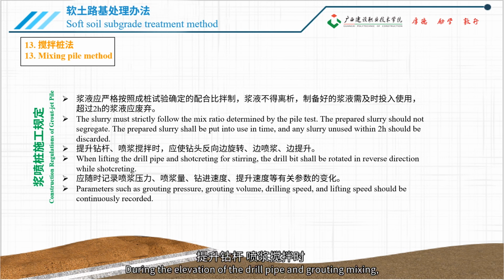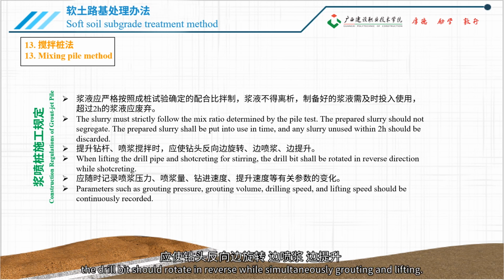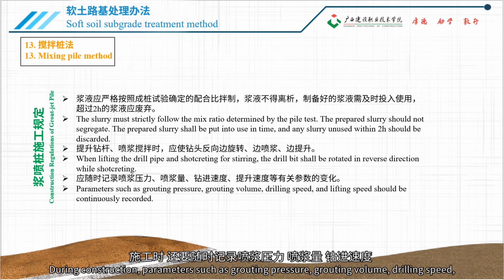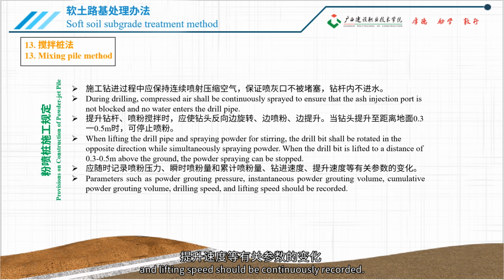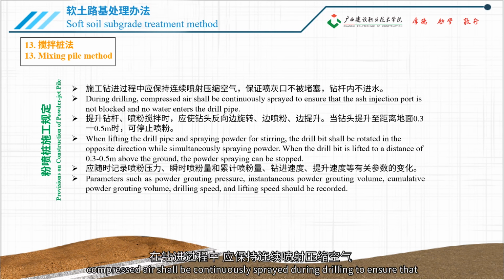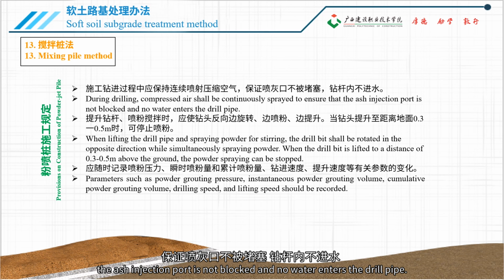During the elevation of the drill pipe and grouting mixing, the drill bits should rotate in reverse while simultaneously grouting and lifting. During construction, parameters such as grouting pressure, grouting volume, drilling speed, and lifting speed should be continuously recorded. In order to ensure the construction quality, during the construction of powder jet piles, compressed air shall be continuously sprayed during drilling to ensure that the ash injection port is not blocked and no water enters the drill pipe.